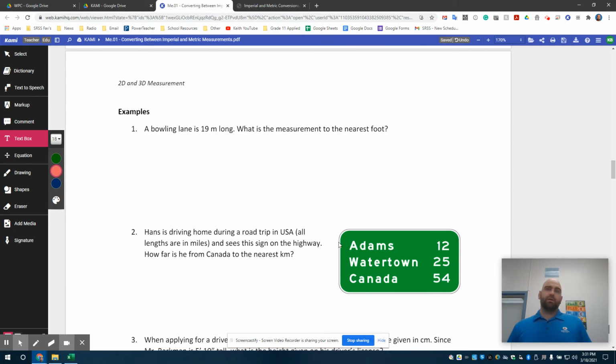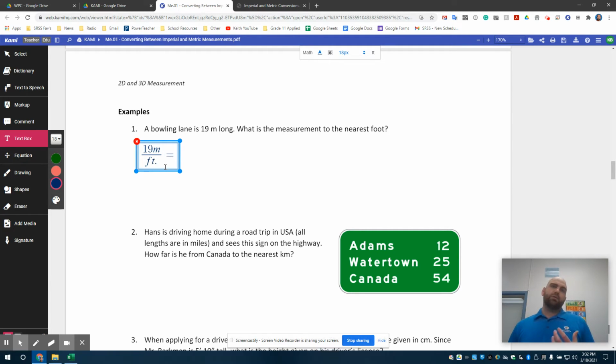So let's do a couple of examples here. The first one, a bowling lane is 19 meters long. What is the measurement to the nearest foot? Or what is the measurement in feet? Well, what we need to do is set up our two ratios. Every time we convert, we always set up our two ratios. So 19 meters is going to be on top, and we want to figure out how many feet are on the bottom there.